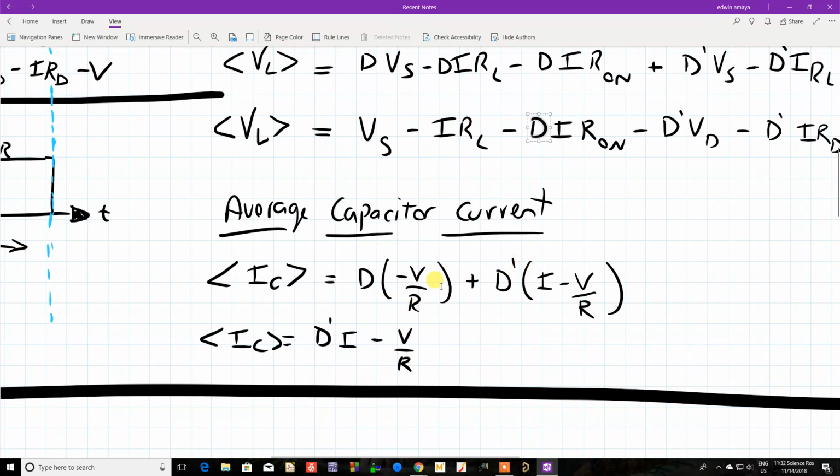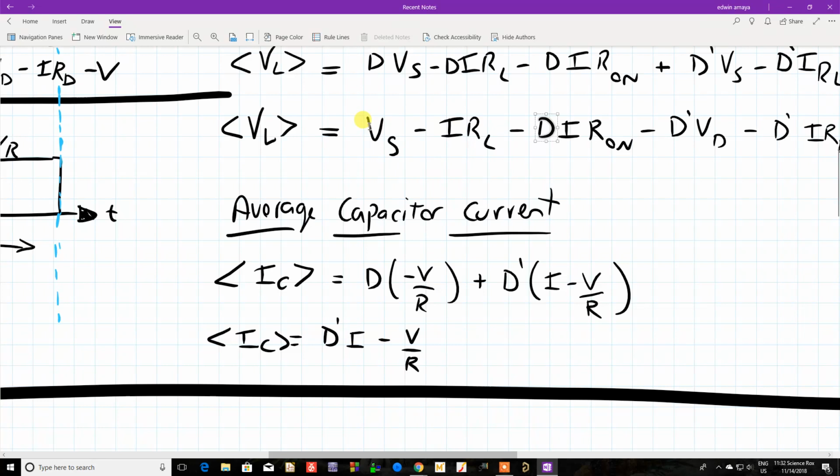The I doesn't have any term with the regular D, so then that stays. So then you have D prime times I minus V over R, and that's the formula. Again, you have to equal this to 0. That's the average inductor, because I keep saying this I, and I want to say inductor current, but it's the current of the capacitor. So that's the average capacitor current.